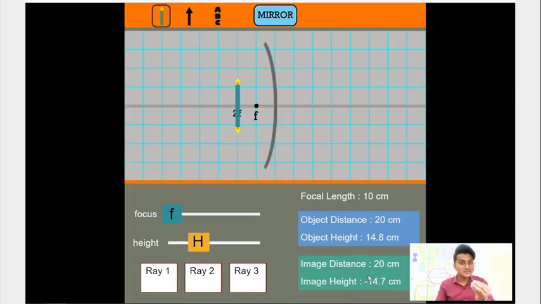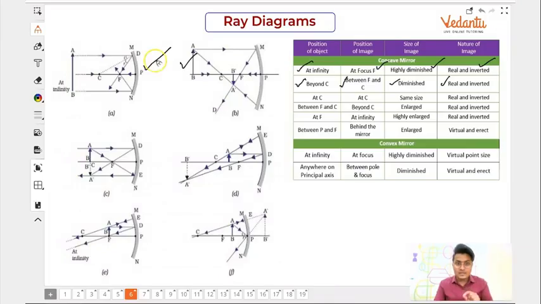It's real, inverted. And if you notice the size here, the sizes are also same. Correct? So that's why it's a special case. Everything same. This can only happen when the object is kept at center of curvature. So I'll repeat again, when the object is kept at center of curvature, image is also formed at center of curvature, and now the size of the object and the size of the image is same, and you get a real and inverted image. That is the third ray diagram for concave mirrors.